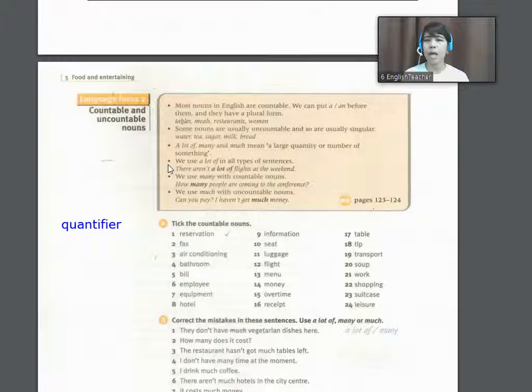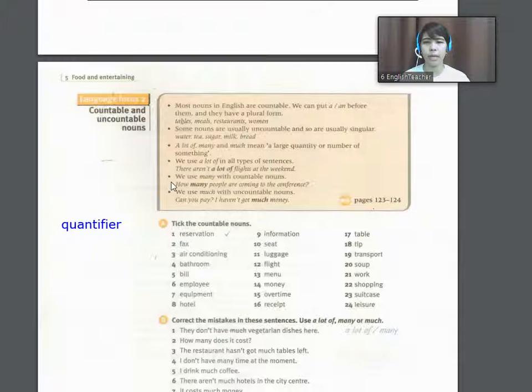Next bullet point. We use a lot of in all different types of sentences. For example, there aren't a lot of flights at the weekend. There isn't a lot of food left in the fridge. So we can use a lot of in different sentences, with both countable and uncountable nouns.